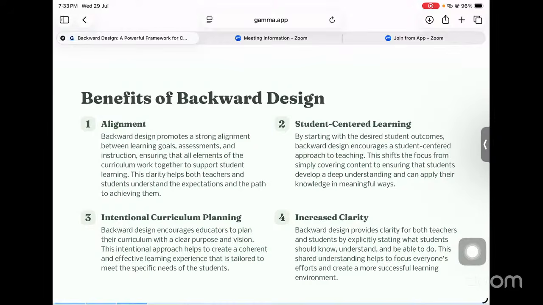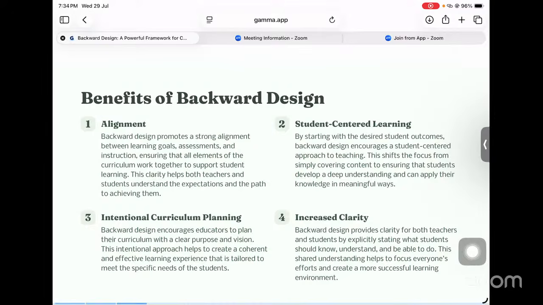So there is alignment of all these three things, and this clarity will help both the students and the teachers to understand what the expectations are and how we can achieve the expectations. Okay, so alignment is one thing. Secondly, you start with the student designed learning outcomes. Okay, so it is student centered.